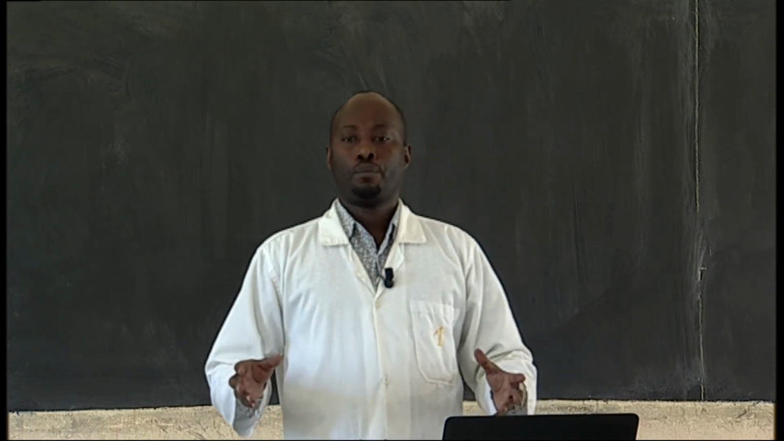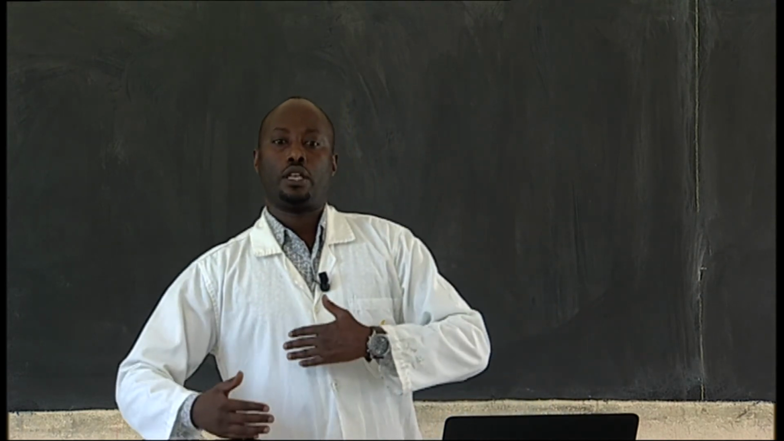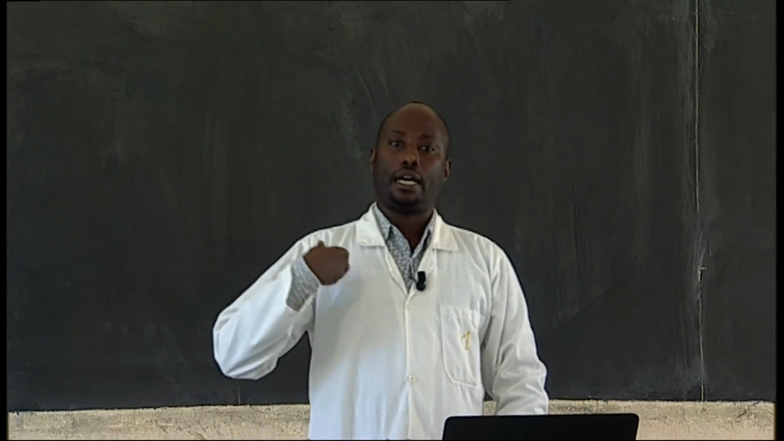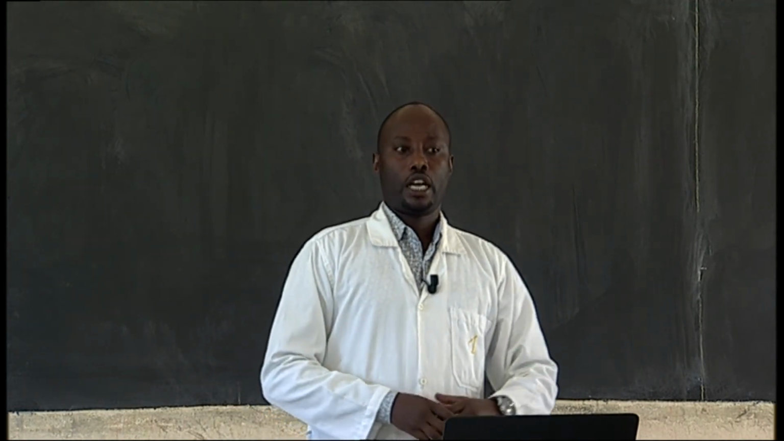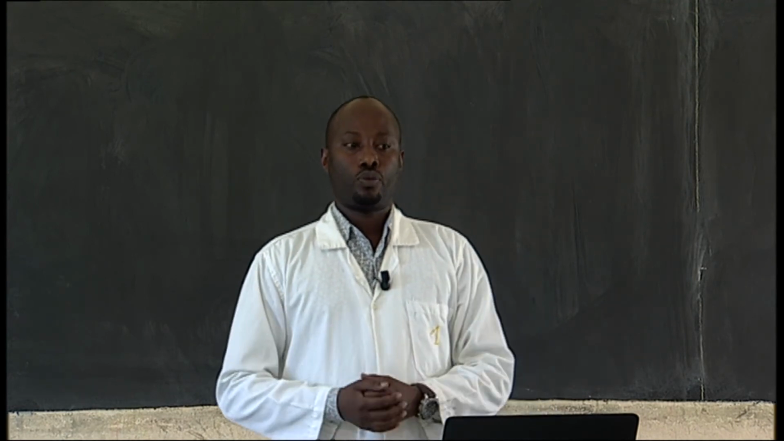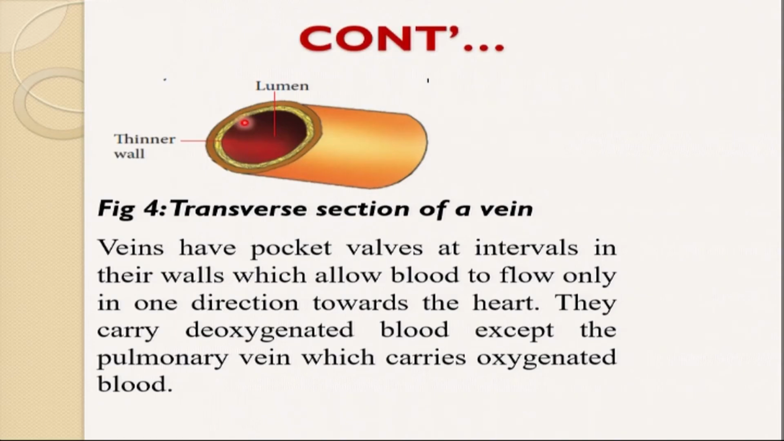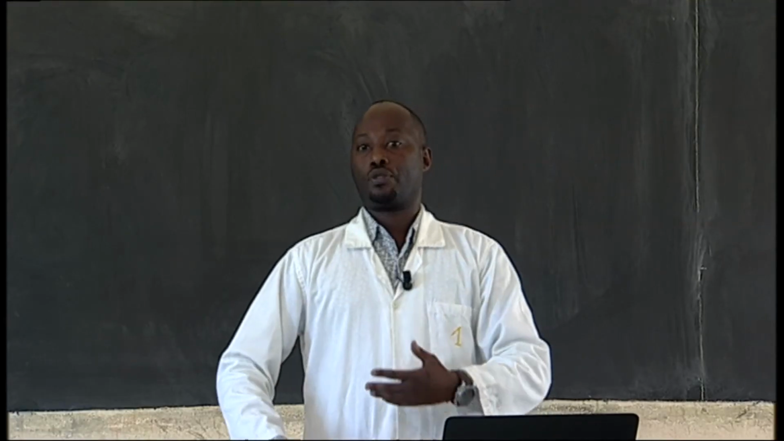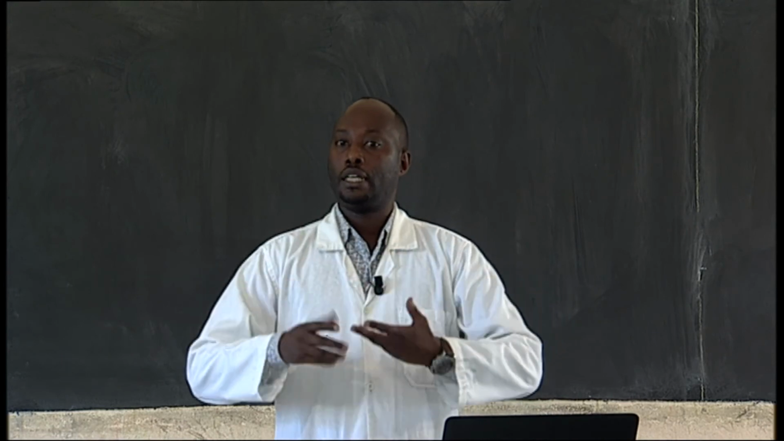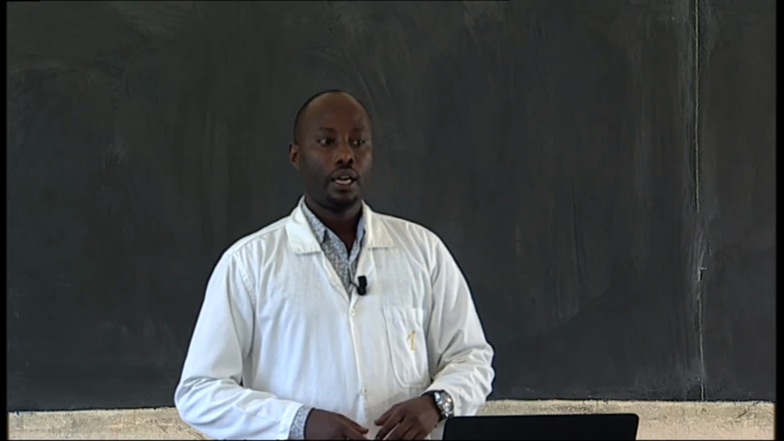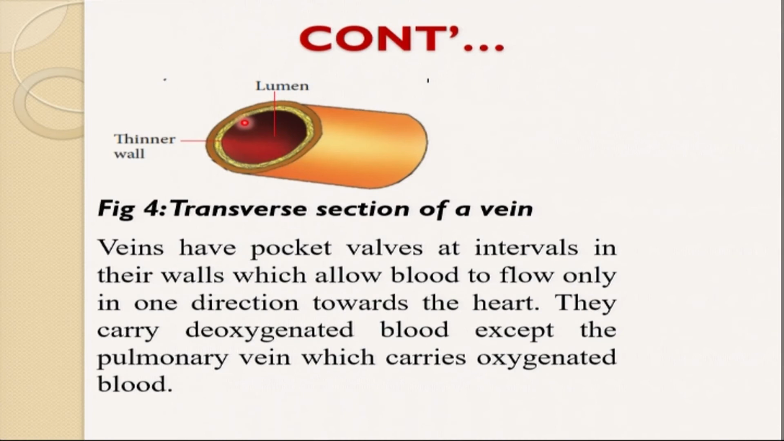Veins have pockets, or valves. If the blood is flowing from the legs going to the heart, the blood cannot go back. It has to move in a single direction. So veins have pockets at intervals in their walls, which allow blood flow in one direction towards the heart. If the blood is flowing from the legs, from the intestines and arms, it has to go to the heart, moving in a single direction. They carry deoxygenated blood, except the pulmonary vein, which carries oxygenated blood.